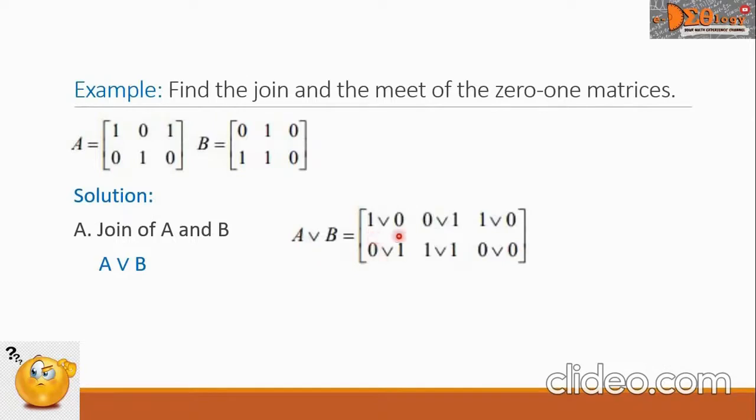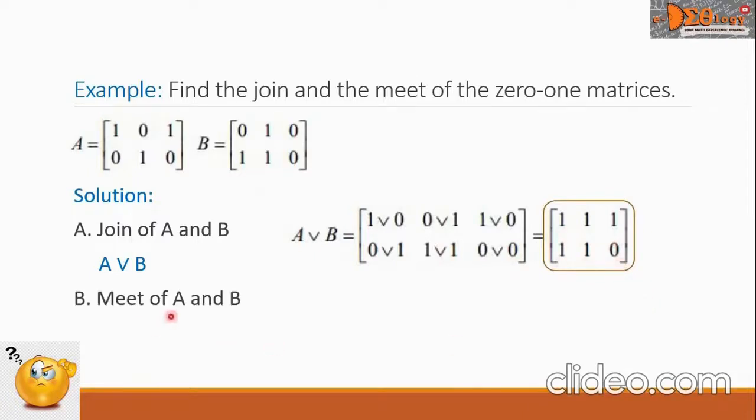For the first entry, this is 1 or 0, and this is equal to 1. Second, 0 or 1 is 1. Third, 1 or 0 is 1. Next, 0 or 1 is 1. Then, 1 or 1 is 1. Next, 0 or 0 is 0. So the join of A and B is the matrix 1, 1, 1, 1, 1, 0.